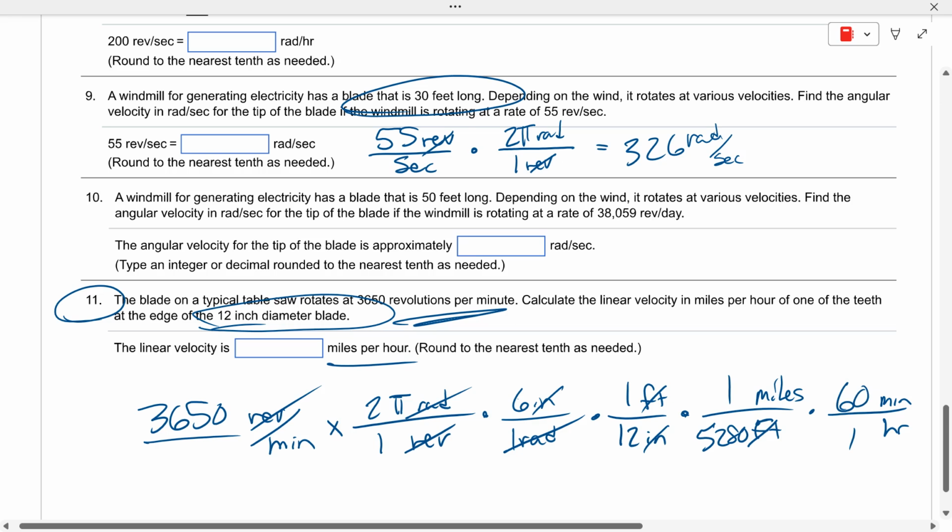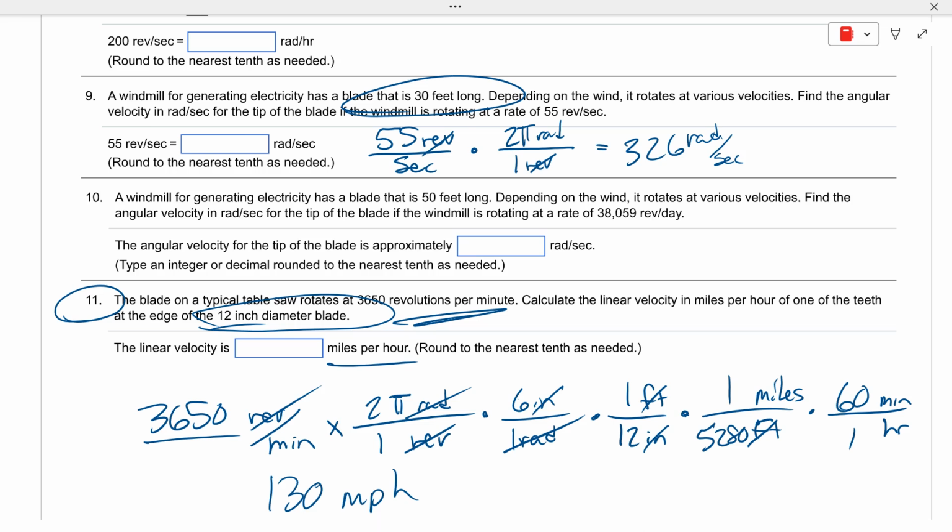So on your calculator, you take 3650 times 2 times pi times 6 times 60, and then I press equals. Do the whole numerator, press equals. Then divided by 12, press equals. Then divided by 5280, press equals. How fast is Mr. Pedersen's go-kart going down the road? 100 and what? About 130 miles per hour. Right? He's cruising. Sounds like a death wish.